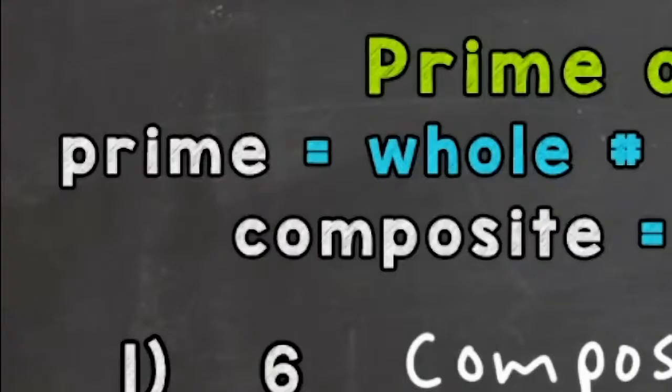18, composite. 33 almost seems like it would be prime. 1 and 33, but we can divide 33 by 3 and get 11. Or think of our multiplication facts, 3 times 11 equals 33. So 33 is composite.